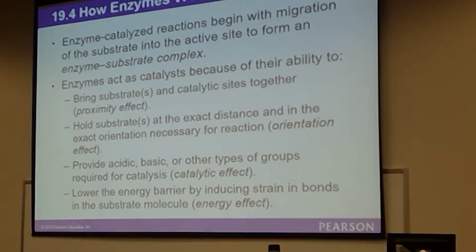Then, what are the tools available in the catalytic site or the enzyme active site? The tools are available on the amino acid side chains. Those are mainly the acidic, basic, and other types of groups required for the catalysis. So they play the important role, those acidic, basic side chains of the amino acids.